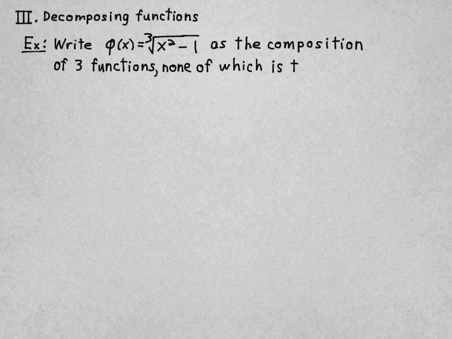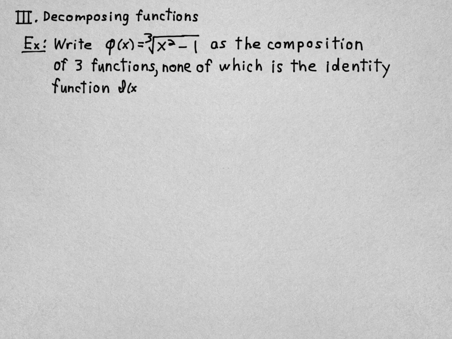So write phi of x equals cube root of x squared minus 1 as the composition of three functions, none of which is the identity function. The identity function is I of x equals x. In other words, y equals x. It's the identity function. X and y are always the same. We don't want to use that function because you could just use it over and over again and it would be silly. It would make the exercise silly.